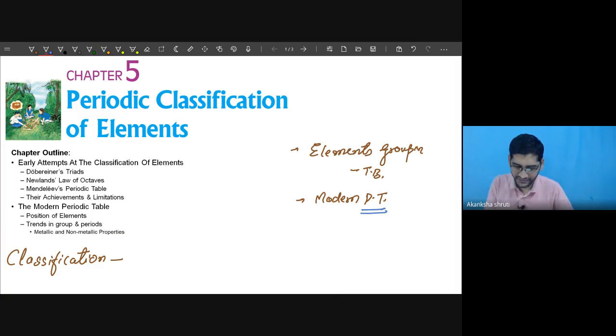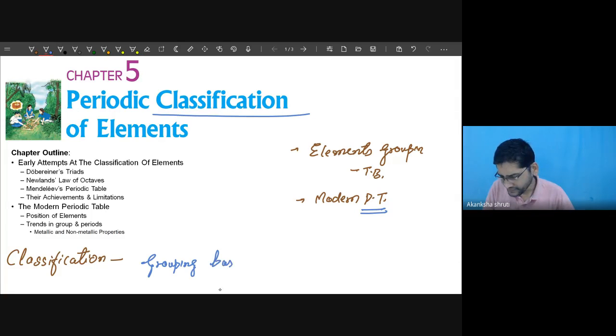So we have to learn about the periodic table. The term classification: why this classification? Students, classification simply means grouping. Why is any kind of grouping required, and what is the basis of grouping? Grouping is always done on the basis of a certain common feature or common characteristic, or common properties.